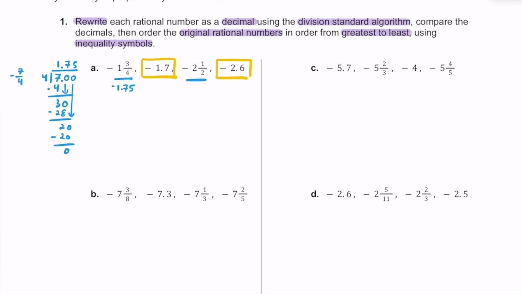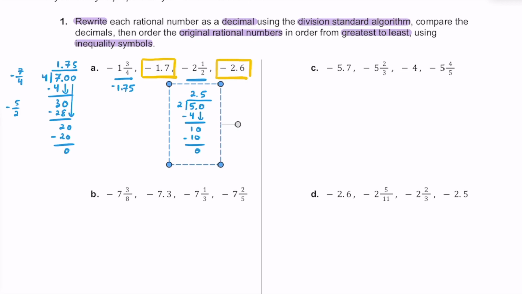Now what about this negative 2 1/2? Let's see what that's going to look like. As an improper fraction, that's going to be negative 5/2, right? So there's some work that we have to do on the side here. I'm going to put the 5 inside the house, because again, this is 5 divided by 2. 2 goes into 5 2 times, right? 2 times 2 is 4. 5 minus 4 is 1. Let's put a decimal and a 0. 2 into 10 is going to be 5 times, so 5 times 2 is 10. We get a remainder here of 0.